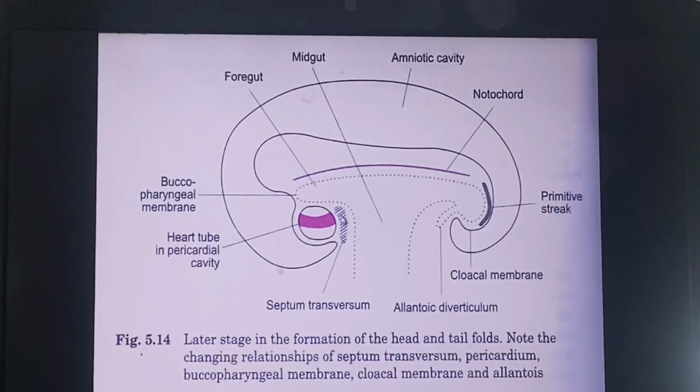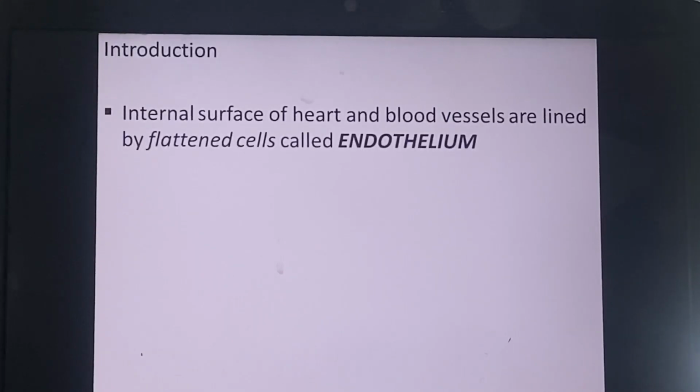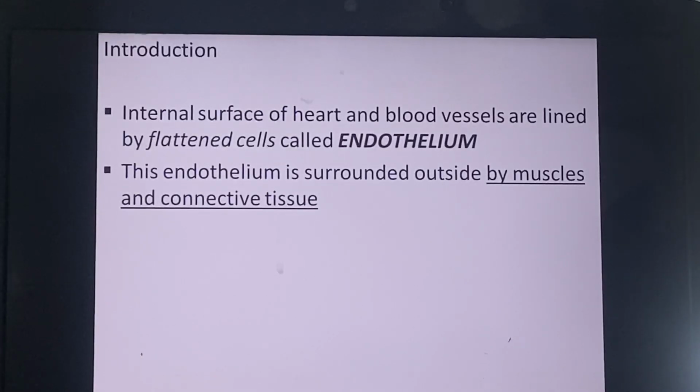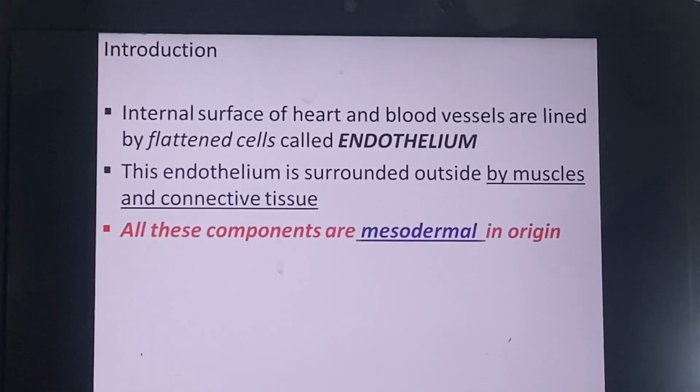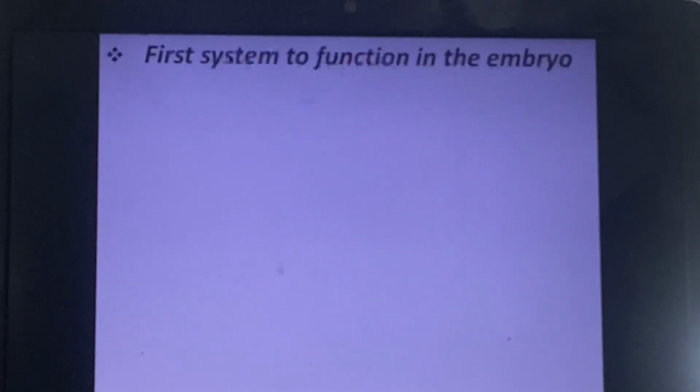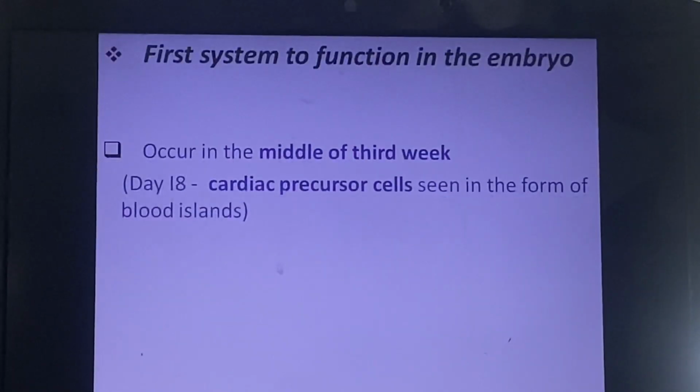This is the septum transversum. Now, starting with the development of the cardiovascular system, the internal surface of the heart and blood vessels is lined by flattened cells called endothelium. This endothelium is surrounded outside by muscle and connective tissue, and all these components are mesodermal in origin. The heart basically develops from the primitive heart tubes, and it is the first system to function in the embryo, which happens in the middle of the third week.